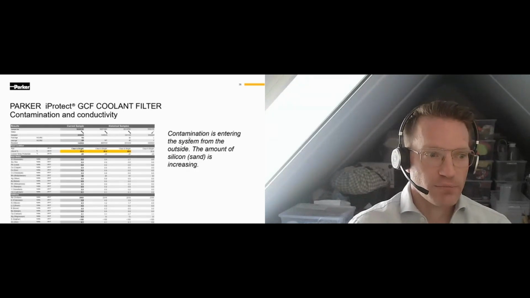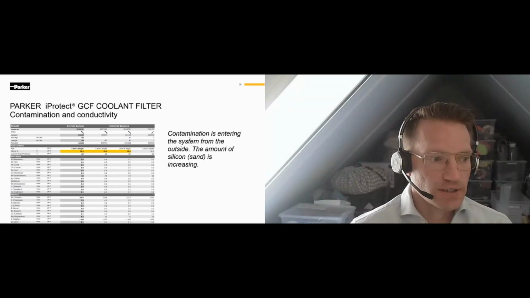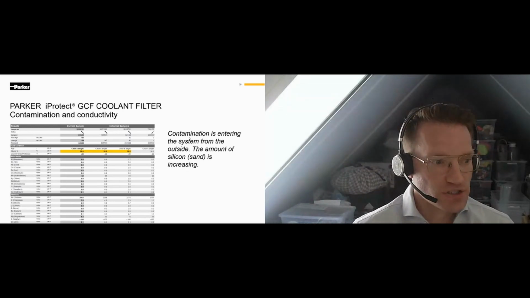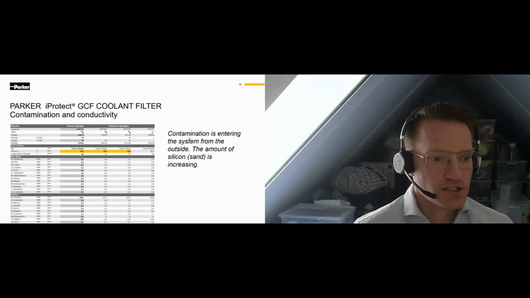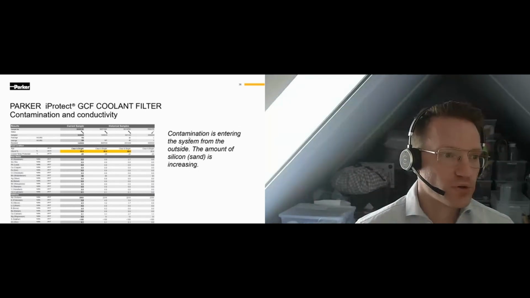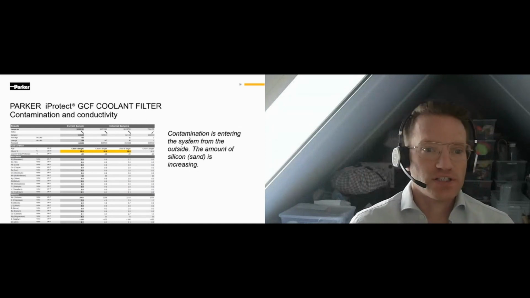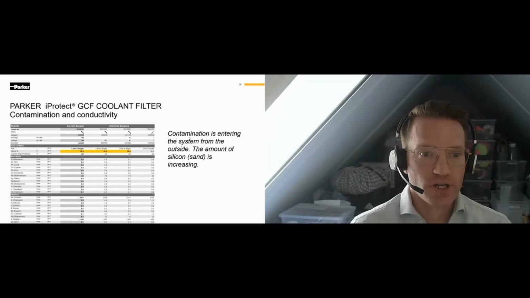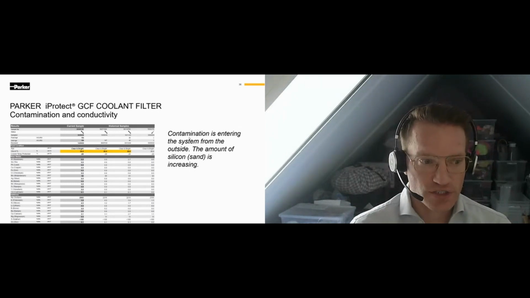And then another finding about contamination entering the system from the outside. In this image, you can see the quantity of silica, Si, is increasing from 0.9 to 4.3 milligrams per kilogram. That confirms that sand in this situation is entering the system from the outside. Therefore, again, a quality filter is needed to make sure that those contaminants will be captured by the filter and don't cause any problems with the cooling system.